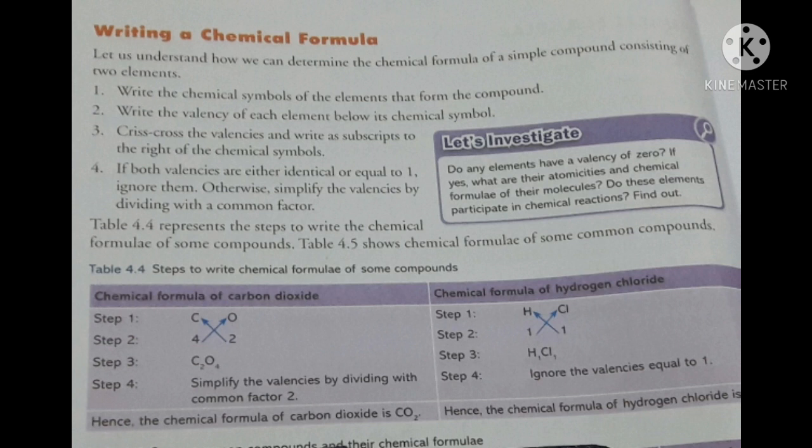Now the chemical formula of hydrogen chloride. In hydrogen chloride, the elements are hydrogen and chlorine. The valency of hydrogen is 1, and the chlorine valency is also 1. In the third step, we crisscross the valency and write the formula H1Cl1. Now here both are 1, so valency 1 can be ignored. So the chemical formula of hydrogen chloride is HCl.